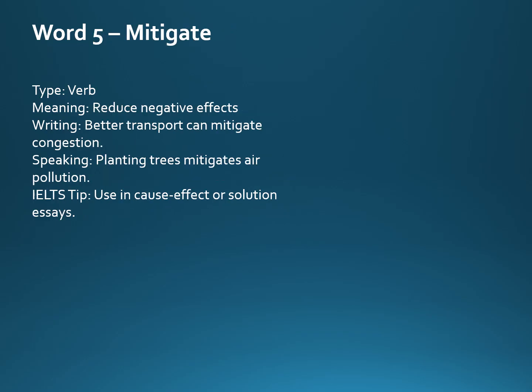Word 5, mitigate. Our final word today is mitigate. This verb means to reduce the negative effects of something. Example in writing. Improving public transport can mitigate traffic congestion in large cities. Example in speaking. Planting trees is one way to mitigate air pollution in urban areas. It's an excellent word to show you understand consequences and solutions.